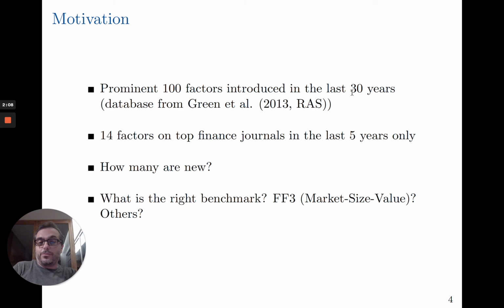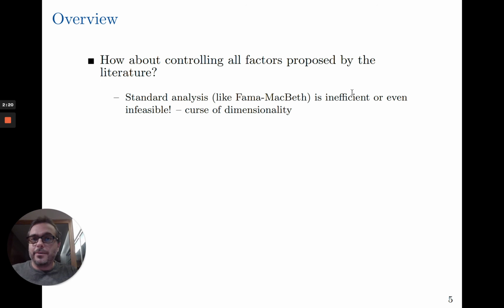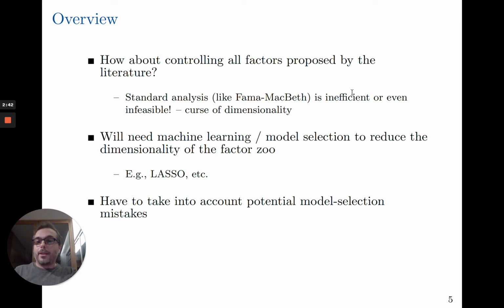And what's the right benchmark? Is it the Fama-French 3 factors, market, size, value? There are other benchmarks. How about controlling for all factors proposed by the literature? Standard analysis like Fama-MacBeth will be infeasible due to the curse of dimensionality, with too many factors, right? So we need something to put some discipline on the zoo, and the idea of this paper is to use machine learning, basically Lasso.